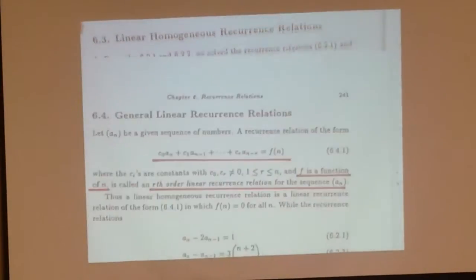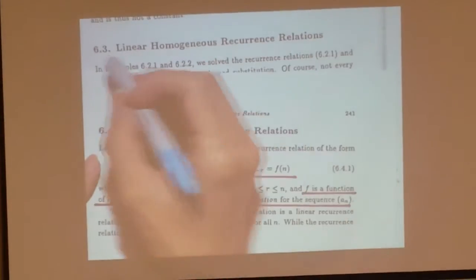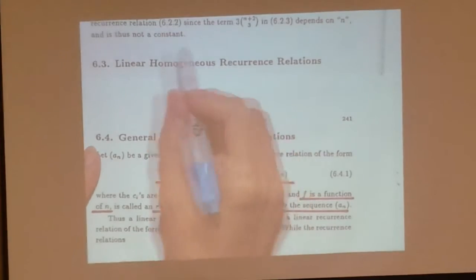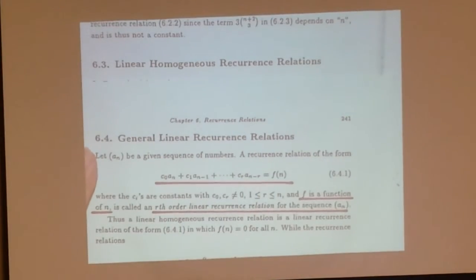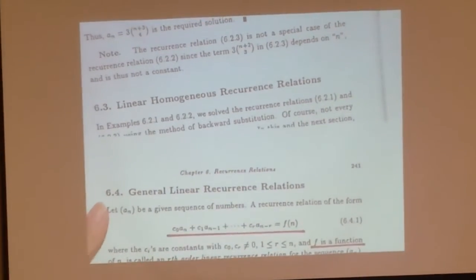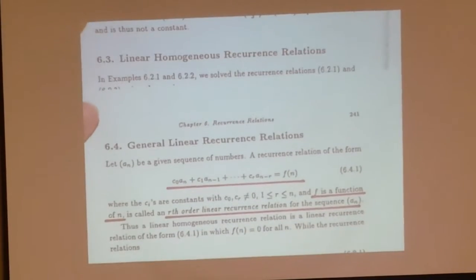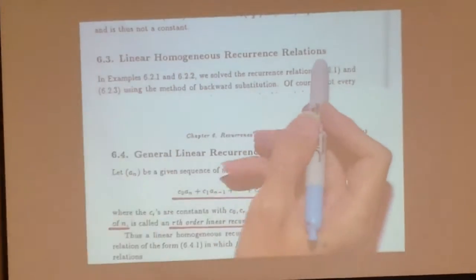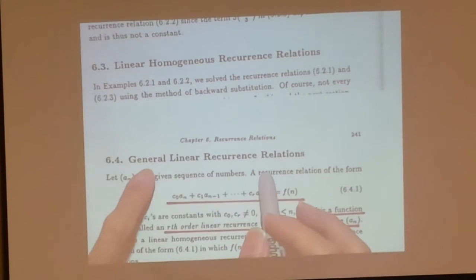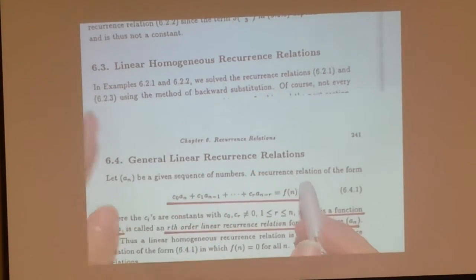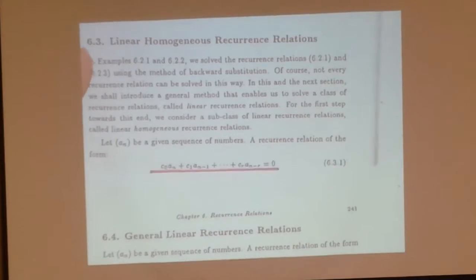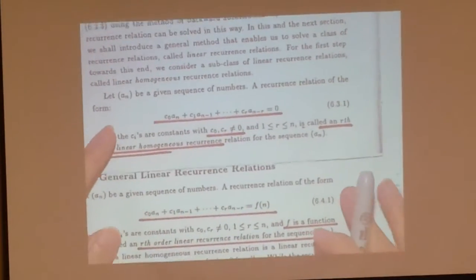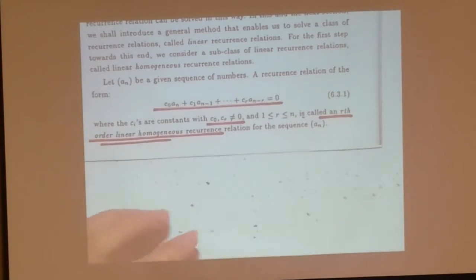I'll show you the difference between section 6.3 and 6.4. In 6.3 we do a linear homogeneous recurrence relation. In 6.4 we do a general linear recurrence relation. The difference between 6.3 and 6.4 is the right hand side. That's not what we have here, right?